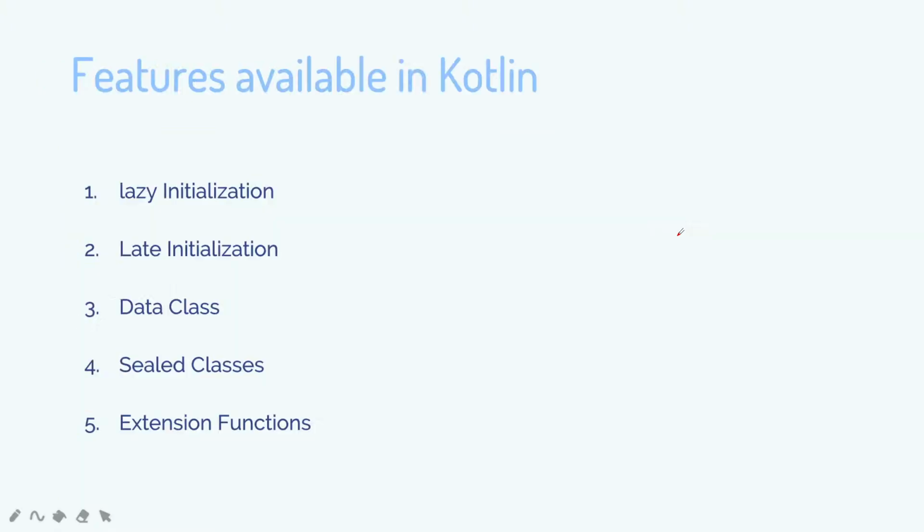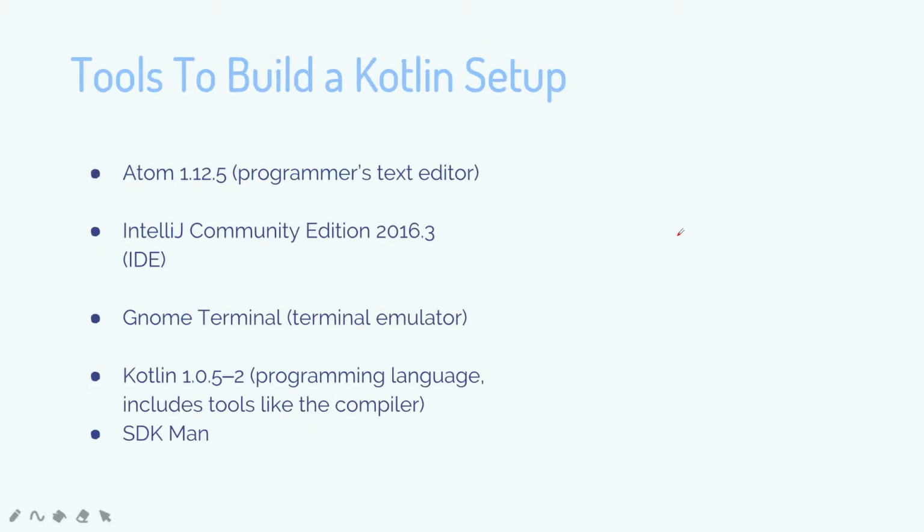Features available in Kotlin: lazy initialization, late initialization, data class, sealed class and extension function. These are some of the features we will use. Lazy initialization and late initialization we will use on this.